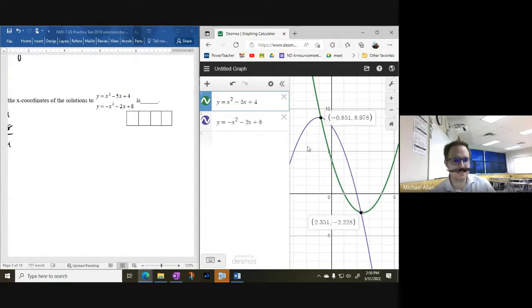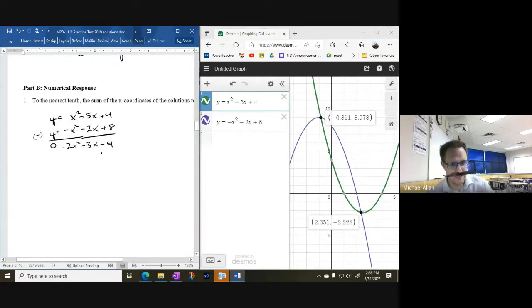That's a shame that they're not very nice here. So let's just write these down here. So not factorable. It is solvable. I could use a quadratic formula, but I'm just going to graph these, find the intersection.